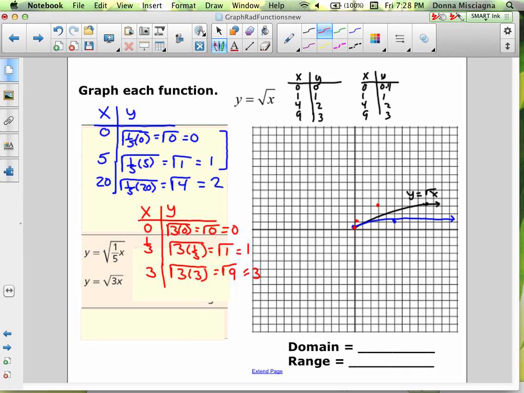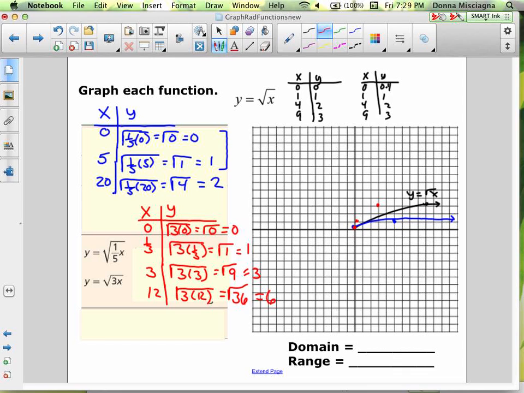Oh, I know. Oh, silly me. This will fit. 12. I'd like to choose 12. 12 is my choice. I have 3 times 12. That's the square root of 36, which is 6.